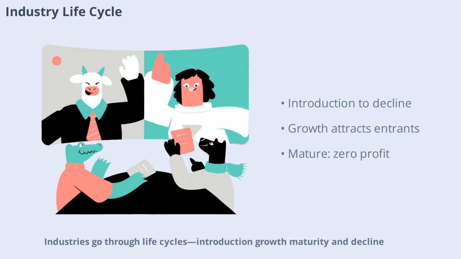Industries go through life cycles: introduction, growth, maturity, and decline. In the growth phase, profits may be high, attracting new entrants. As the industry matures, competition increases and profits fall to zero. Understanding this cycle helps explain why profits fluctuate over time.